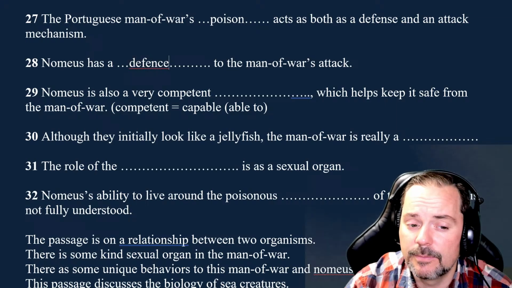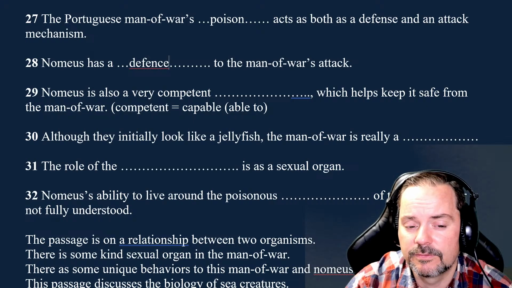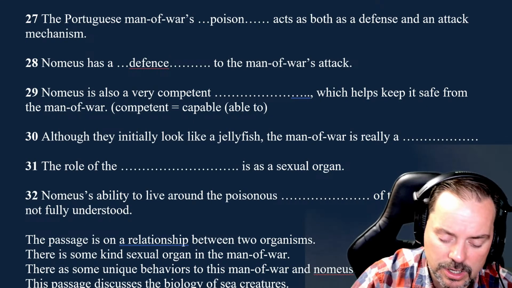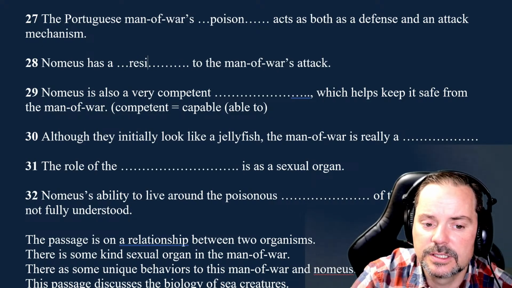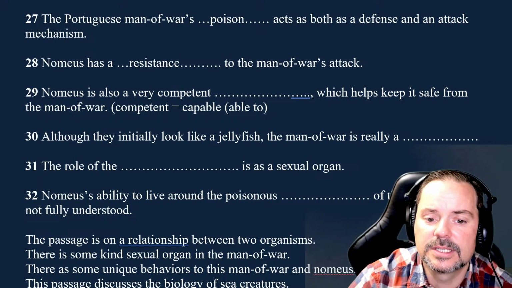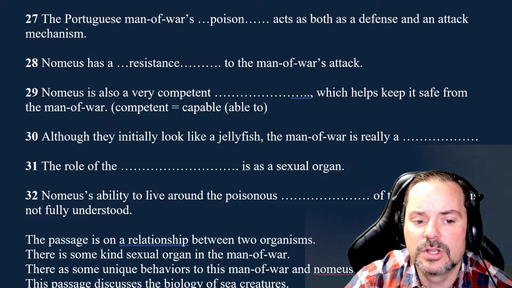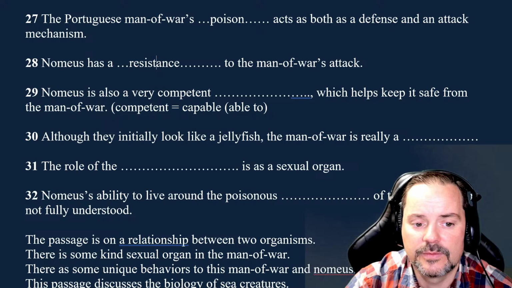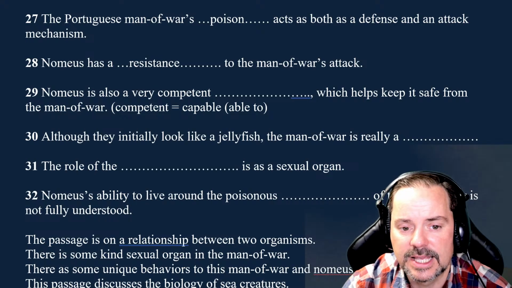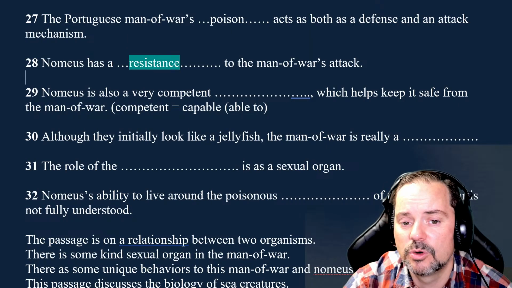Now you could search for Nomius, but the word shows up a lot, so it might take you a little bit of time. And then man of war's attack, so you're better trying to figure it out on your own first. So it's not protection. It starts with an R. Resistance. That's right. It's resistance to the man of war's attack. It's not has a resistant, because that's the wrong word form for the grammar. It's resistance, right? So Nomius has a resistance to the man of war's attack, and then it's correct. Yeah, so it's a little bit tricky, and obviously for some of these you might have to go back and look.